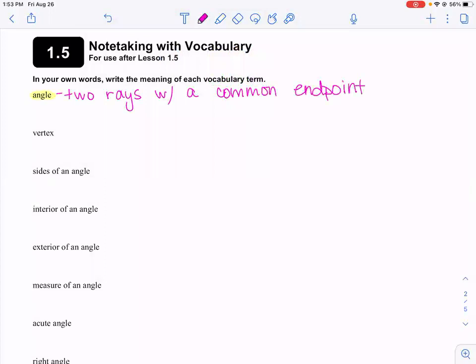An angle: two rays with a common endpoint. That common endpoint is called a vertex. Okay, so two rays. Here's a ray.